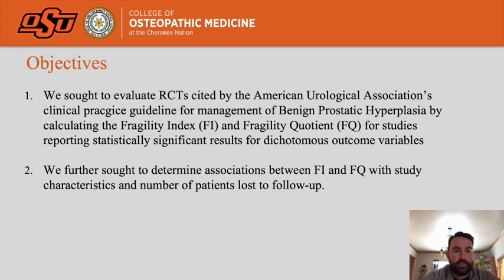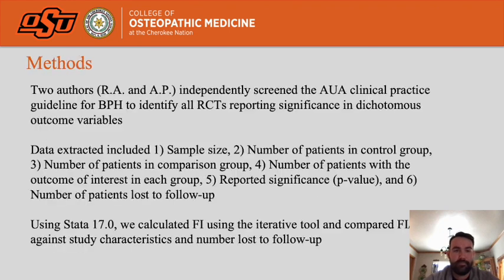So our objectives: we sought to evaluate the RCTs cited by the AUA, which is the American Urological Association, in their clinical practice guidelines for management of BPH, through calculation of fragility index and fragility quotient for studies reporting statistically significant results for dichotomous variables. We also wanted to look at how FI and FQ were associated with clinical study characteristics and how many patients were lost to follow-up and compare those results.